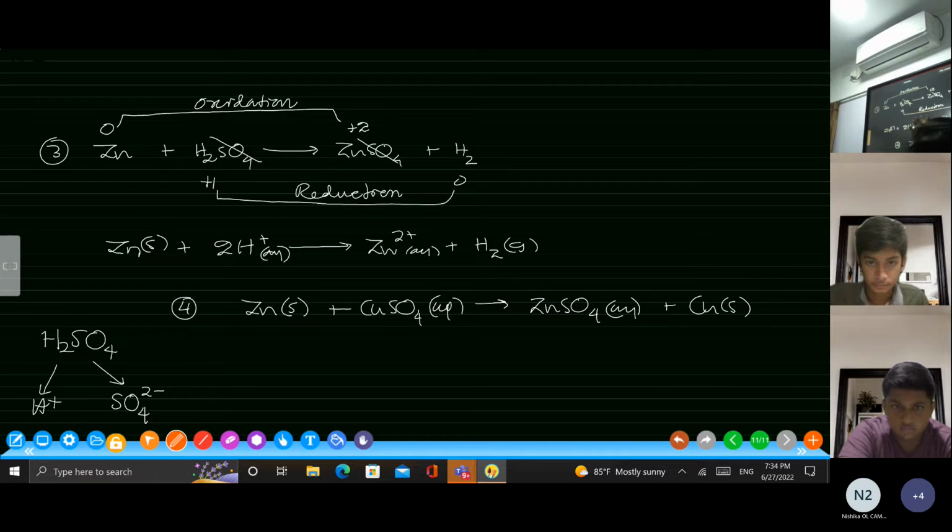You just write this by looking at the previous reaction, Ananya. Zinc sulfuric acid, just like that, zinc copper sulfate. There is no big difference.